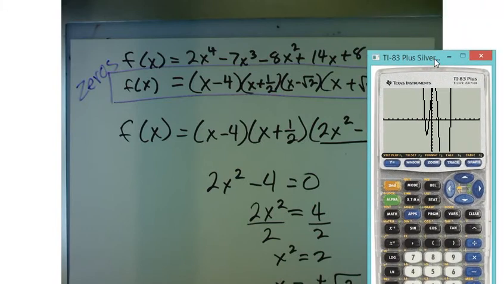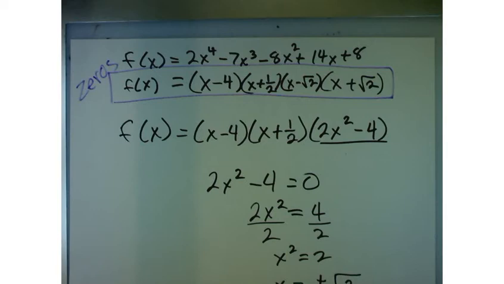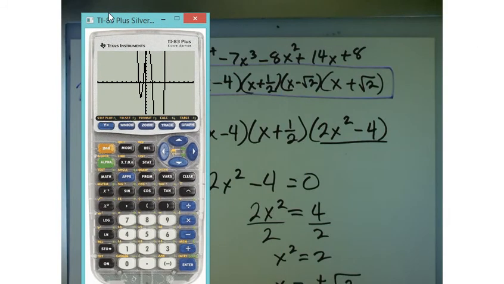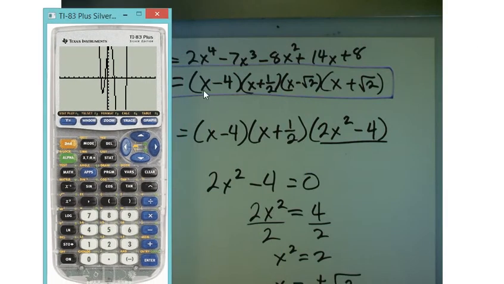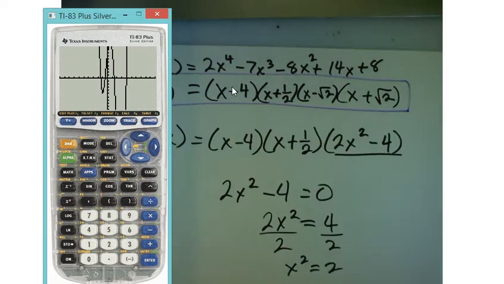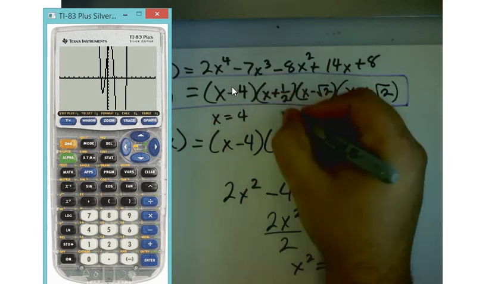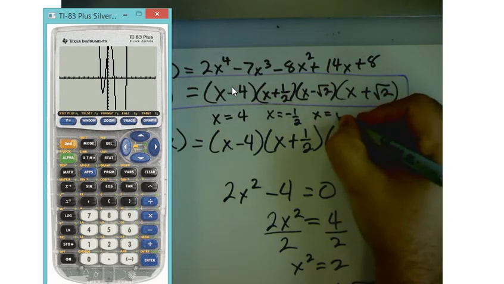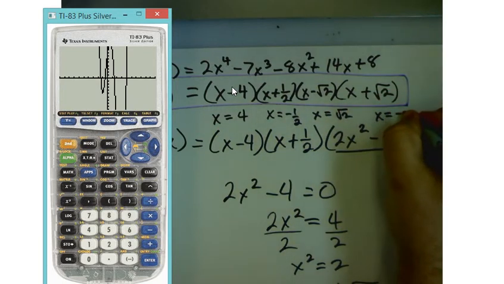Now, remember that the solution is this set equal to 0, so when I say x minus 4, what do I enter in the calculator? In other words, where does it cross the x-axis? It should cross it at 4, because if you take x minus 4 and set it equal to 0, in other words, what we're saying here is that x is equal to 4, x is equal to negative 1/2, x is equal to positive square root of 2, and x is equal to negative square root of 2.